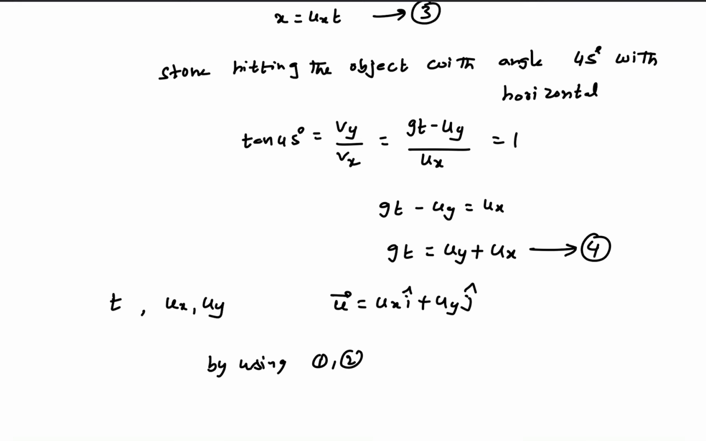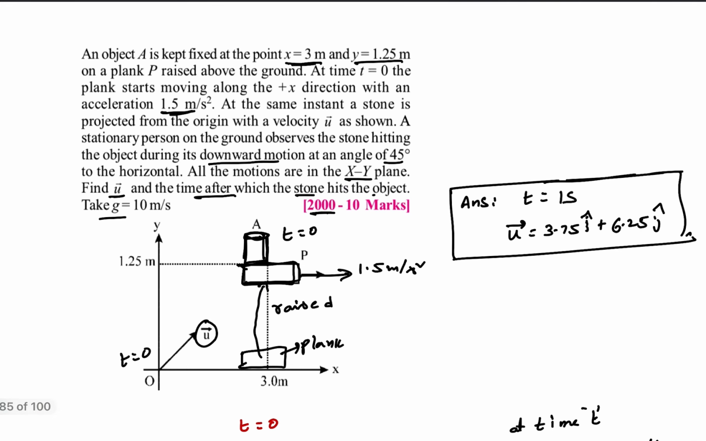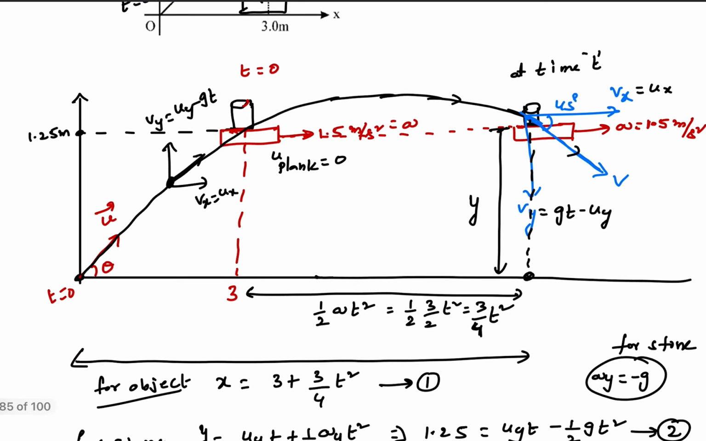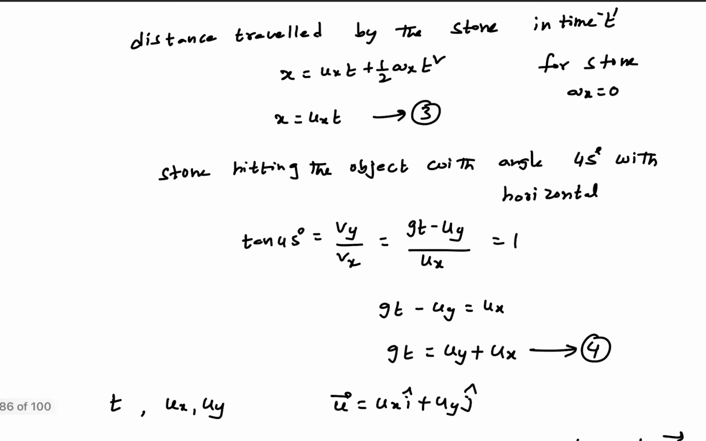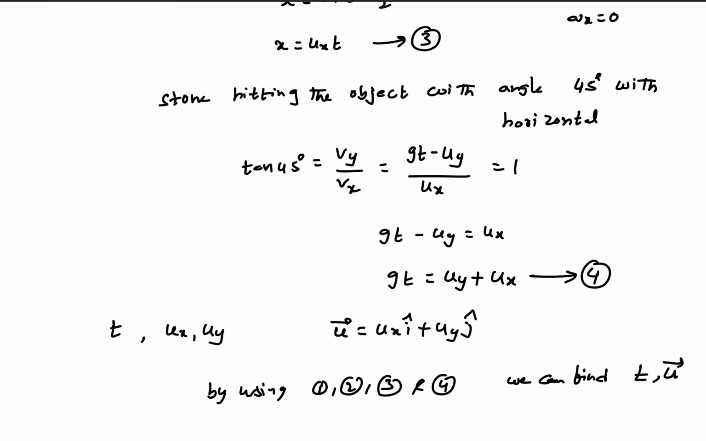By using equations 1, 2, 3 and 4 we can find t and u bar. Why? Because you want ux and uy also. We can calculate, this is given data. If you calculate, you will get the t value as 1 second. Similarly, u bar is equal to 3.75 i cap plus 6.25 j cap, you will get. Take g is equal to 10 meter per second square. So calculate that.